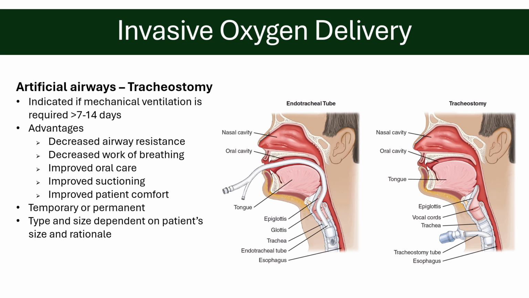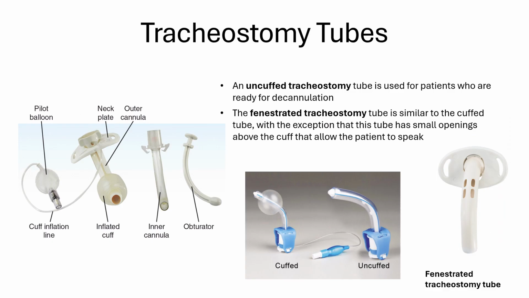It can be temporary, it can be permanent. Of course, if it's temporary, every day with the trach we're assessing how we can get them off the trach and how we can start the weaning process. The type and size are going to depend on what's going on with the patient. If they just got off the ventilator, they're going to have a standard trach with a cuff, and you'll see what that means on the next slide. There are lots of different tracheostomy tubes.